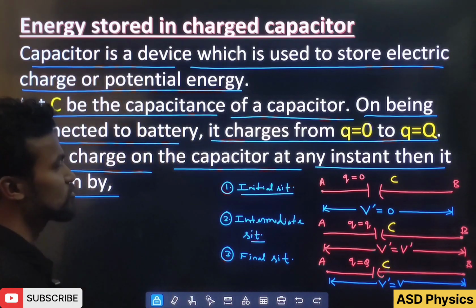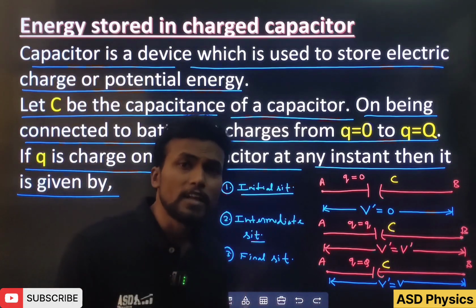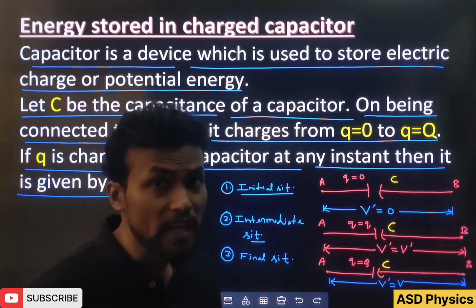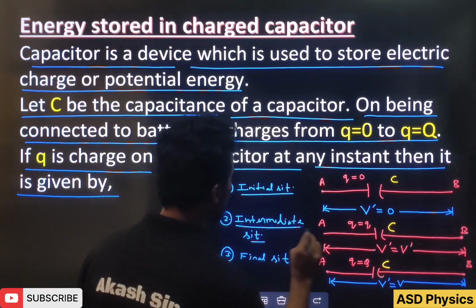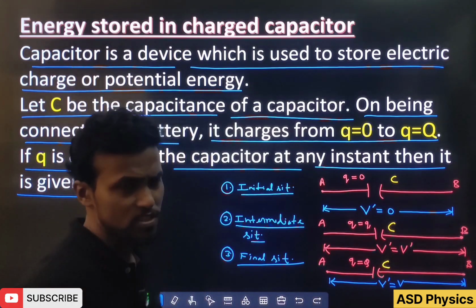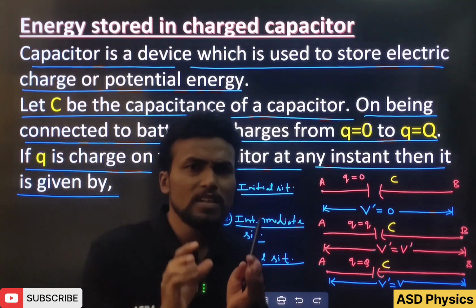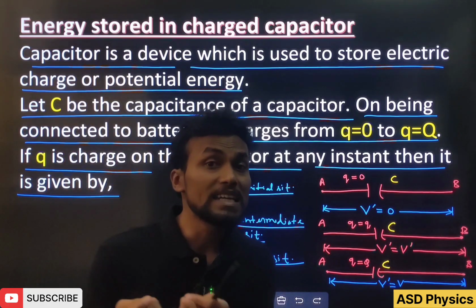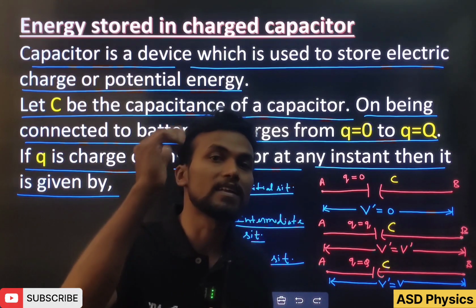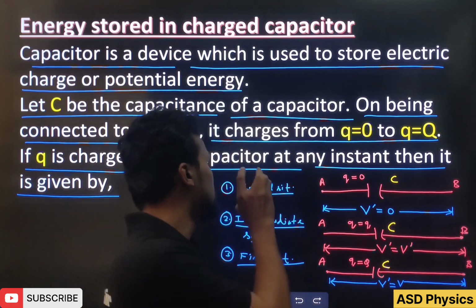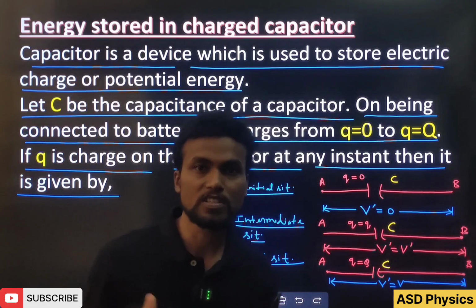Okay, so students, to calculate the energy across the capacitor, as I have told you, how many situations do we have to use? We have to use three situations: initial, intermediate and final. Now what will we do? We will make the formula by using the intermediate situation. After making the formula, we have to put the lower limit and upper limit. For that, we will use the initial situation and final situation respectively.